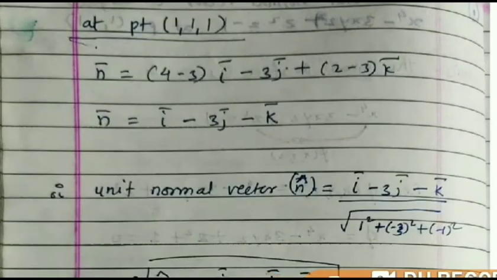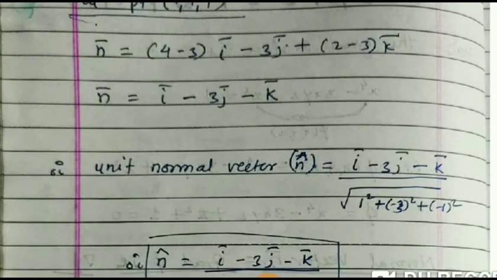Now put the point (1, 1, 1), that means x equals 1, y equals 1 and z equals 1, in the above equation. Finally we find the value of the normal vector n bar: n bar equals i bar minus 3j bar minus k bar.